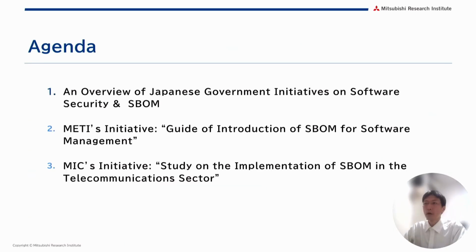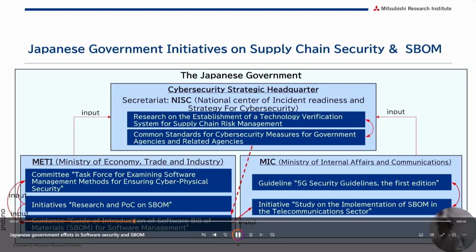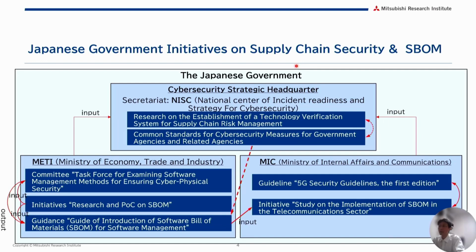So this is the agenda of my talk. First, I'm going to outline the whole picture and the structure of Japanese government agencies and initiatives on software security and SBOM. Then I'll describe some initiatives by the ministries which I have been involved in. So this is the structure and overview of Japanese government initiatives on software security and SBOM. The Government Cybersecurity Strategic Headquarters takes the role of the highest control tower of the Japanese cybersecurity policy and legal system. And its secretariat agency, NISC, is in charge of overarching and coordinating cybersecurity programs conducted by all the ministries in Japan. They publish common standards for cybersecurity measures for all the government agencies and related agencies.